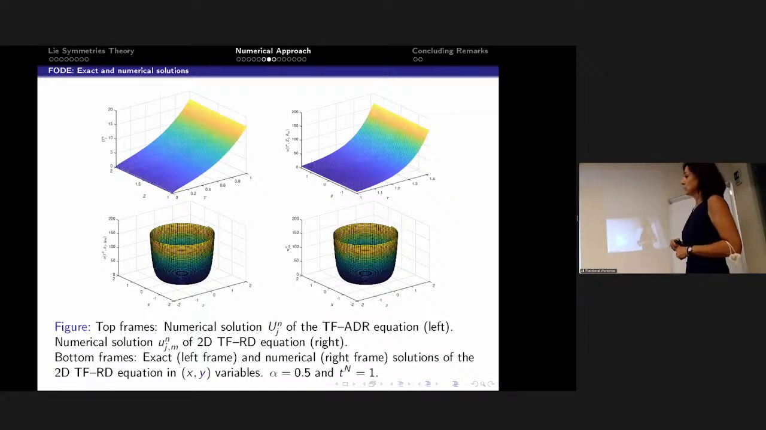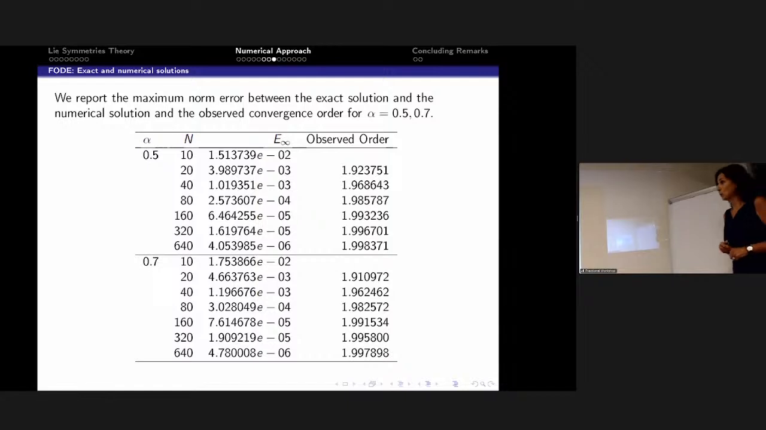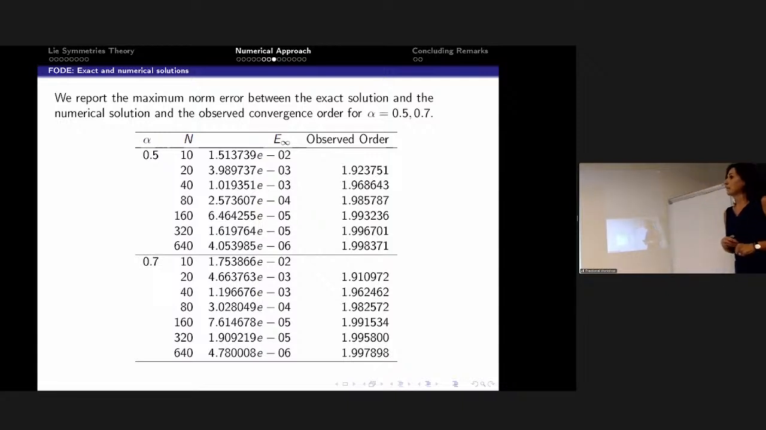Now, in order to show the reliability and efficiency of the procedure, we show you in this table the maximum norm error and the order of convergence. As expected, we obtained an order equal to 2. I remind you that this is the same order of the trapezoidal method that we use for solving the fractional differential equation. The maximum norm error is between the exact and numerical solution of the original model. Then we obtain the same order of the numerical method.